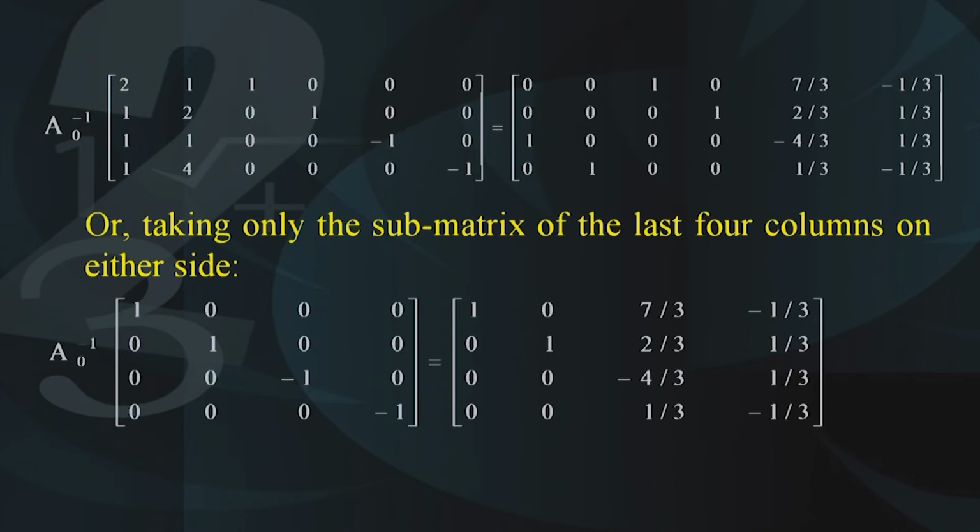So, this is what we are going to do. We are going to operate A0 inverse on the initial matrix that we got. Basically, you do not need to do it on all the columns of the given matrix. You can just take only the sub matrix of the last 4 columns, and this you can do just to avoid the unnecessary calculations.